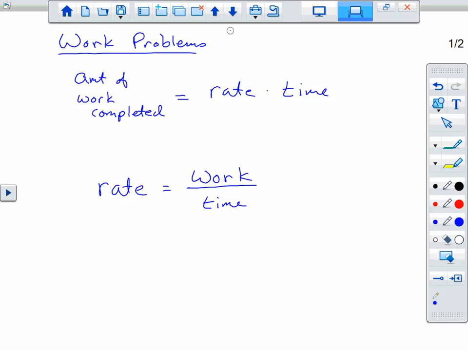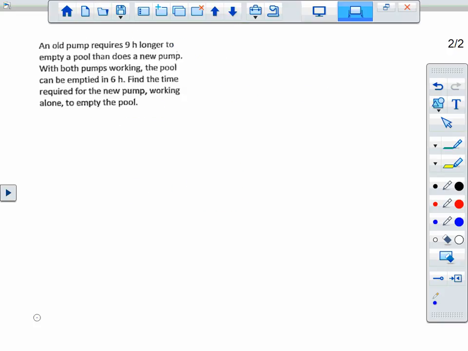So let's take a look at one of the problems from class. An old pump requires 9 hours longer to empty a pool than does a new pump. With both pumps working, the pool can be emptied in 6 hours. Find the time required for the new pump working alone to empty the pool.